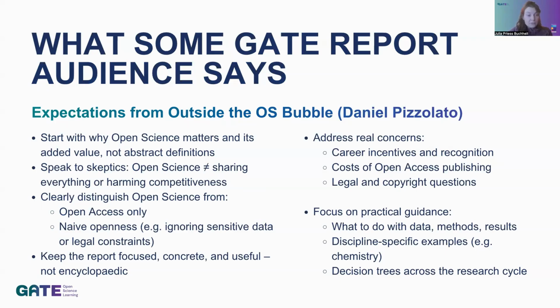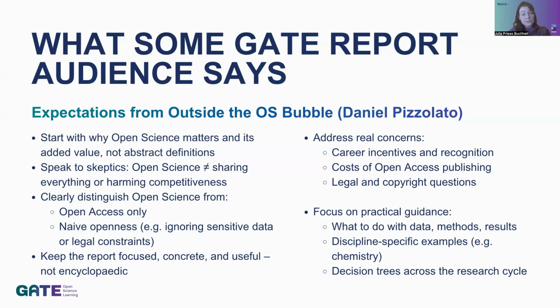He said, start with why open science matters and its added value, not abstract definitions. Speak to skeptics in the sense that open science is not the same as sharing everything or harming competitiveness. Clearly distinguish open science from open access only or naive openness, such as ignoring sensitive data or legal constraints. Keep the report focused, concrete, and useful, and not encyclopedic.